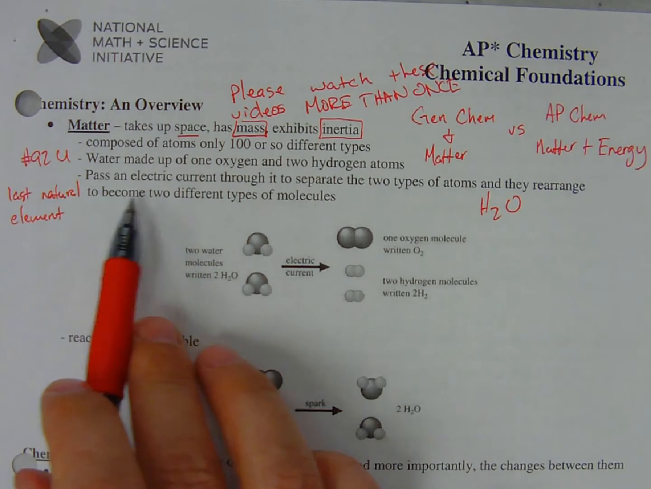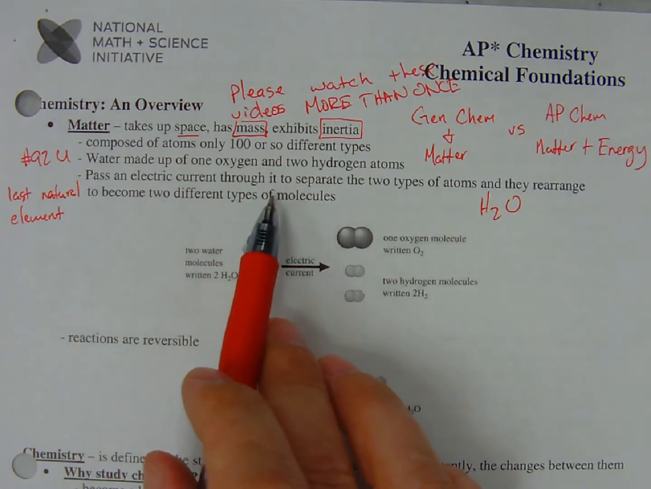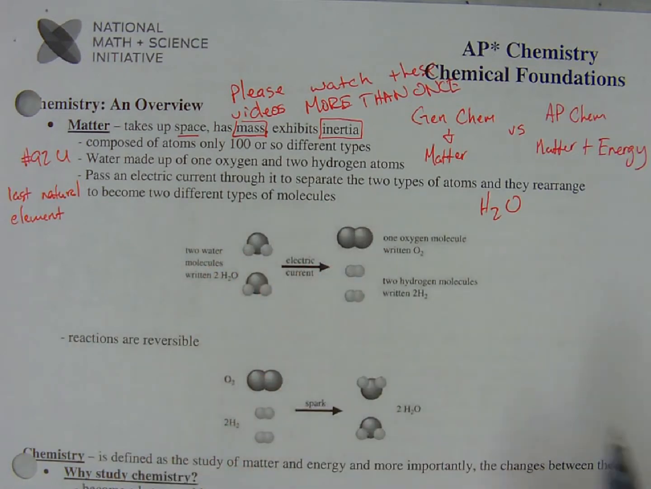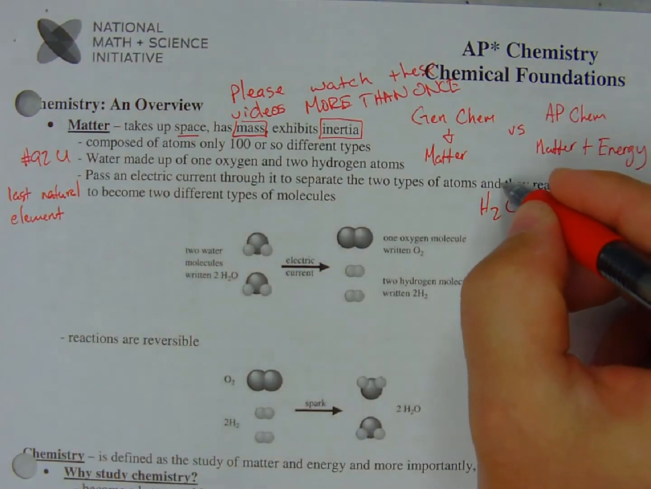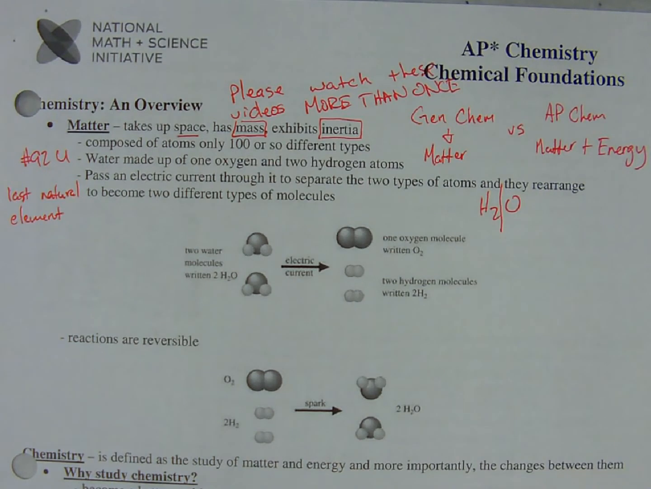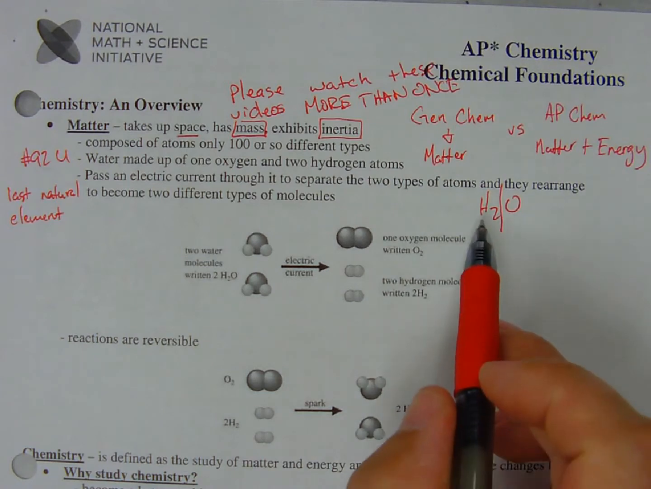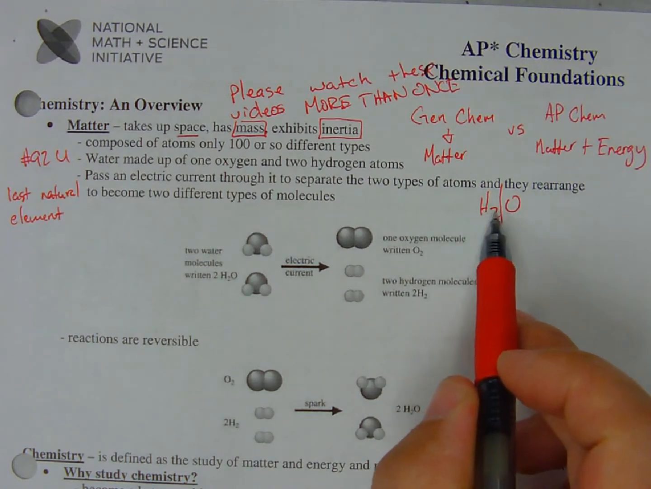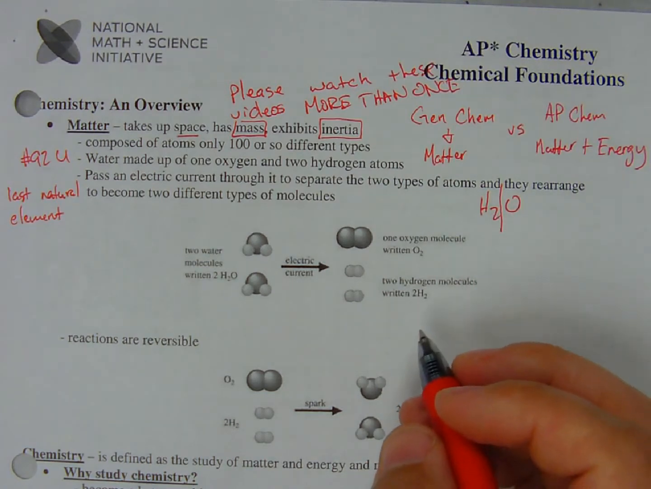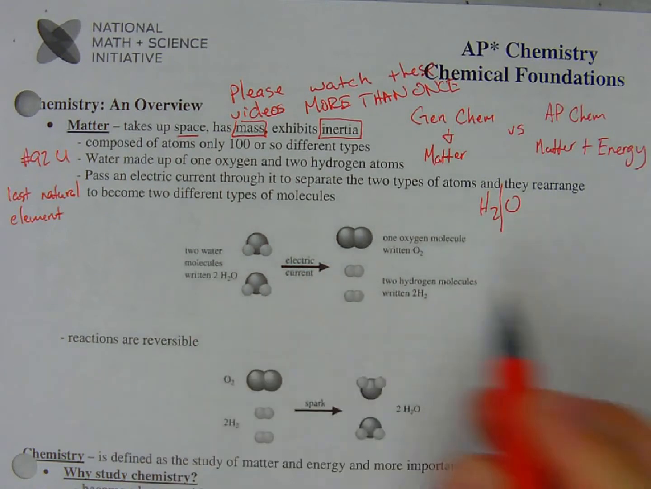And if you pass an electric current through water, you can separate that water into the two types of atoms right there. Right? You can lyse them. You can split them into two different types of molecules. You can split them into oxygen, and you can split them into hydrogen. So, for example, here's how we would represent this. Here's the balanced chemical equation.